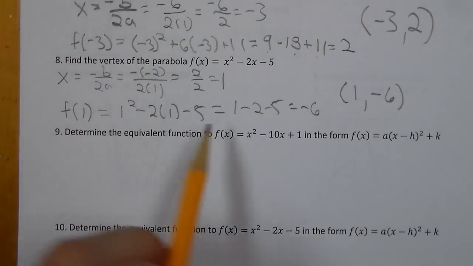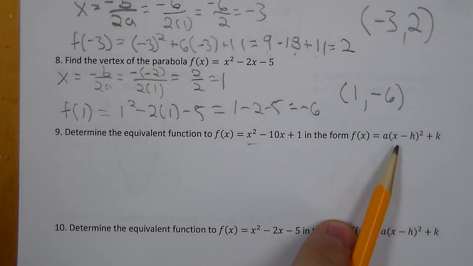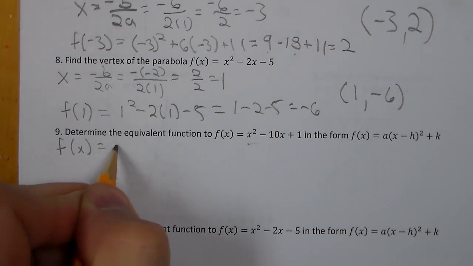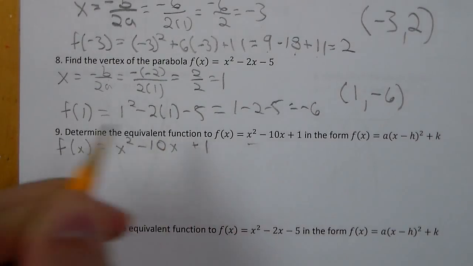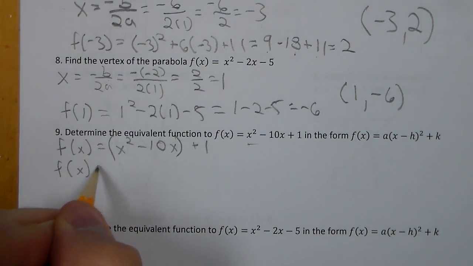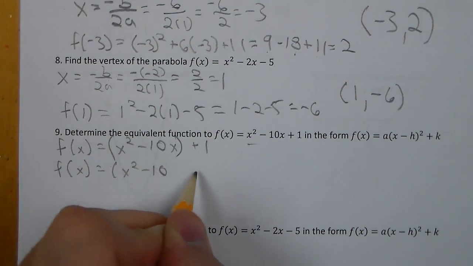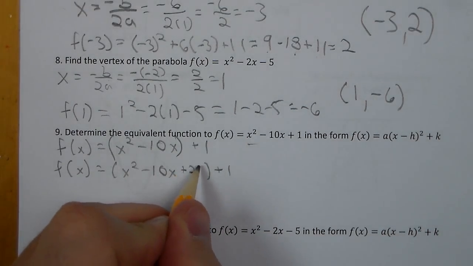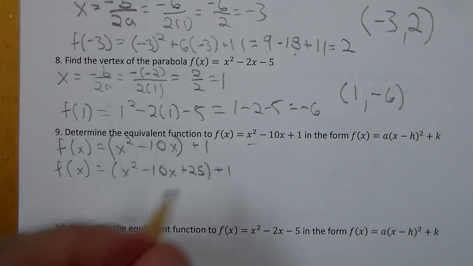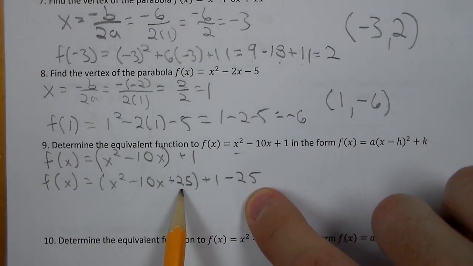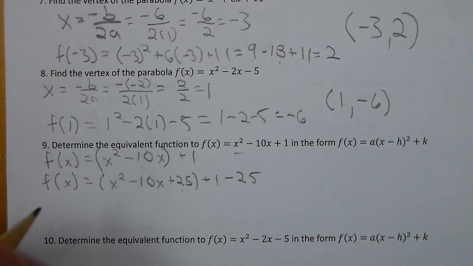For number 9, we need to determine the equivalent function of this one in vertex form. And to do this, we're going to complete the square. So let's write it down here and see what we have. I have x squared minus 10x plus 1. So I'm going to put this in parentheses, and I'm going to complete the square here. So we have x squared minus 10x. I'm going to take half of negative 10, which is negative 5. Squared is 25. But if I add it to this side, to keep things balanced, I also have to subtract it from this side. So really it's like I'm adding 0, adding 25, subtracting 25, which comes out to be 0.